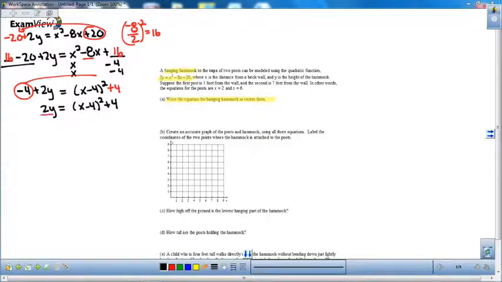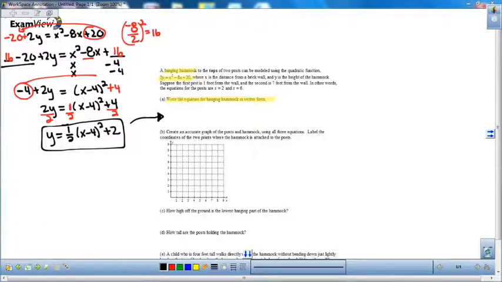And then I'm going to divide by 2. So remember, we can't divide when it's a square. So there's an invisible 1. So I'm going to divide that 1. So my equation becomes 1/2 (x minus 4) squared plus 2. So there's my equation in vertex form, and that's part A.